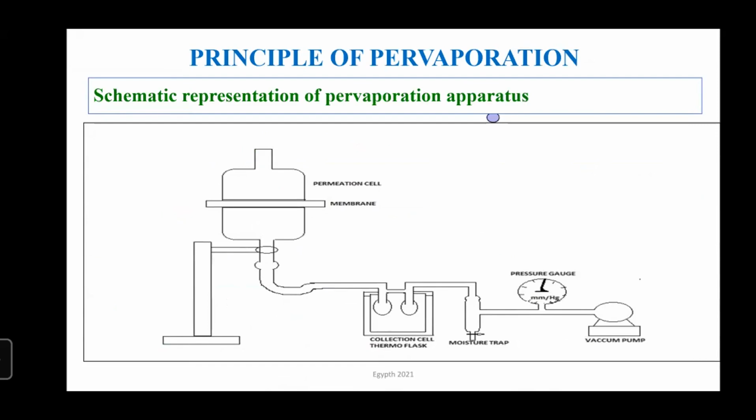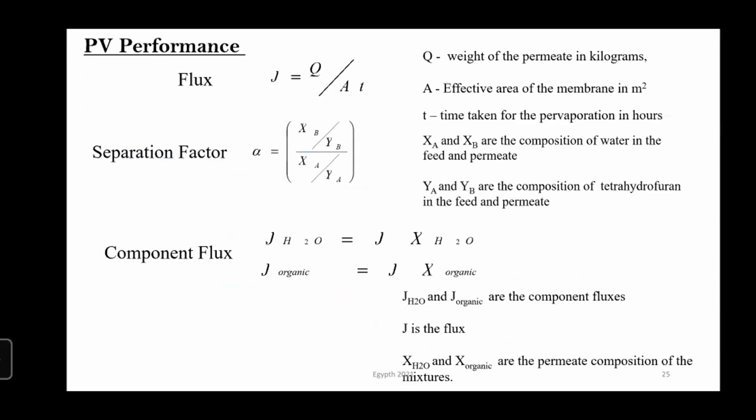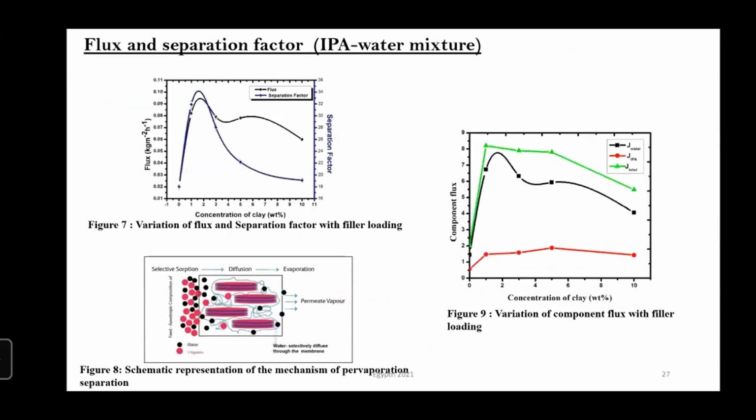So we take the membrane, then we apply a pressure, and selective permeation occurs. Then we collect the membrane permeate. By analyzing the properties of the permeate, we can calculate the flux, separation factor, and component flux. All these parameters indicate the membrane performance and separation efficiency of the membrane. Then permeability and selectivity.